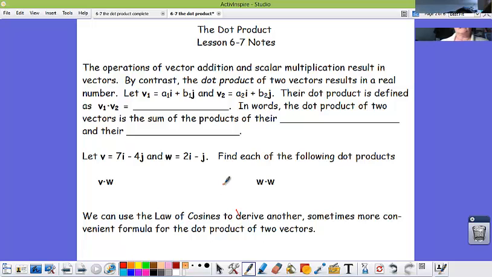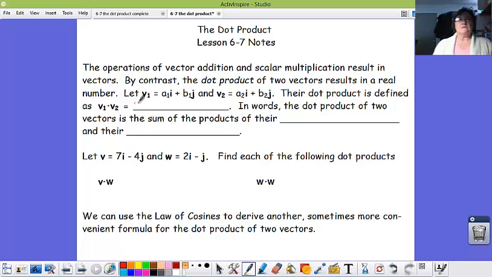Today we're going to be talking about the dot product, which is a measurement that works with two vectors. However, when we did other arithmetic with vectors, adding and multiplication, etc., we added two vectors and got a vector. The dot product doesn't work that way. The dot product of two vectors results in a real number, and that number can tell you some information about the vector. So that's our introduction.